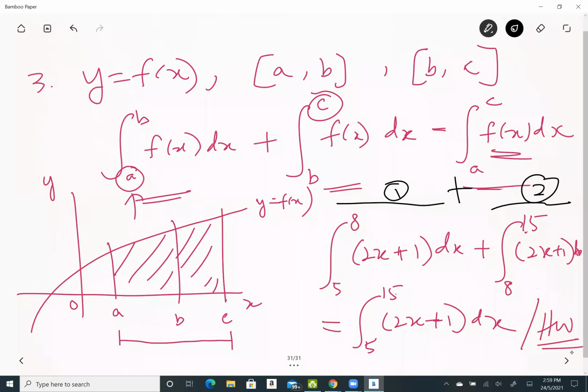Okay, you do the integration over the combined interval from the first point of the first interval to the last point of the second interval. That means you do this one, and see what answer you get. So they should be equal. Okay? So just to show that property. This example I want you to do as homework. Okay, all right. So that will be the end of 13.2.